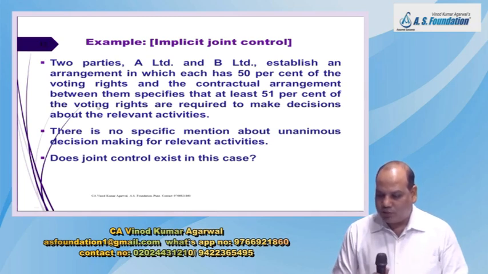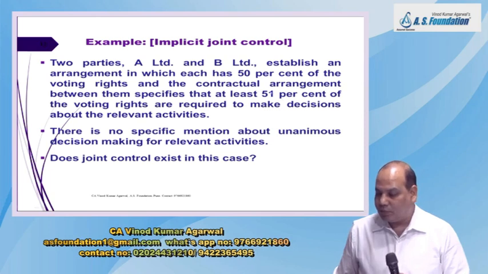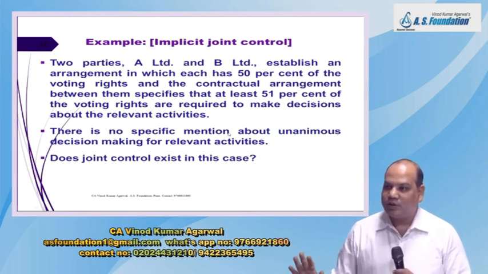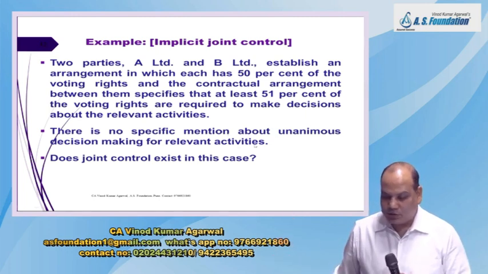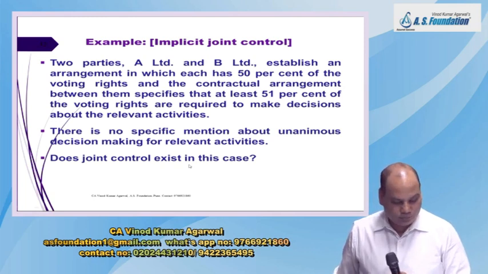What does the contractual arrangement say? 51% votes in favor of the decision. But how will 51% votes be passed? Both of them have to agree, as each has only 50%. So indirectly, this arrangement is nothing but a requirement that the parties must agree unanimously. Although unanimous decision making for relevant activities is not specifically mentioned, does joint control exist in this case? Yes.